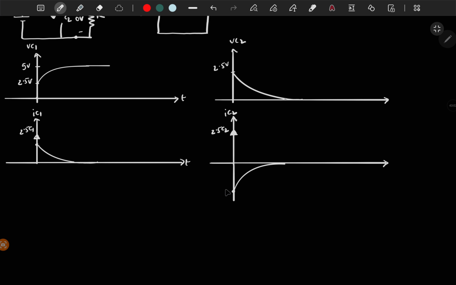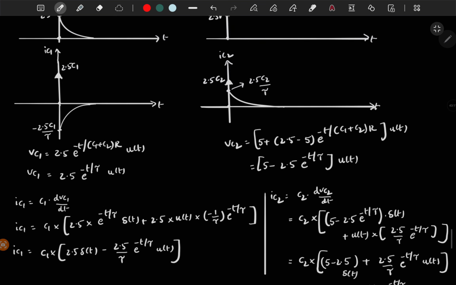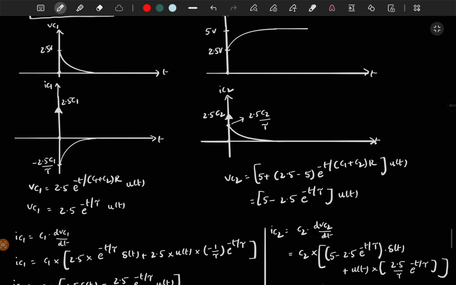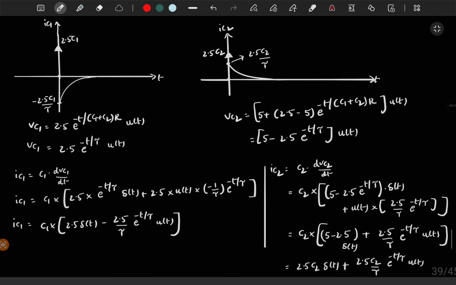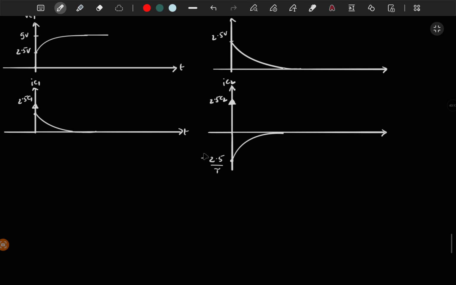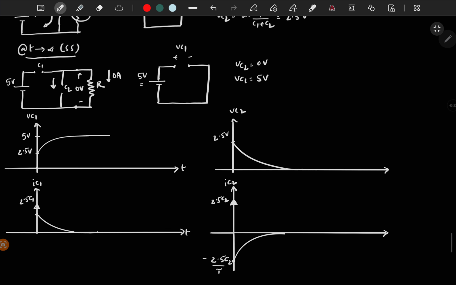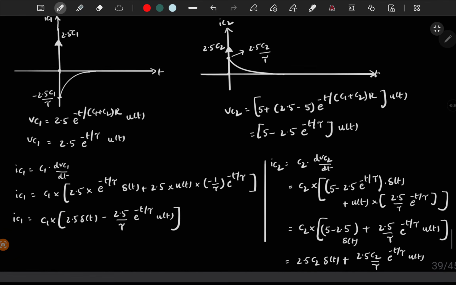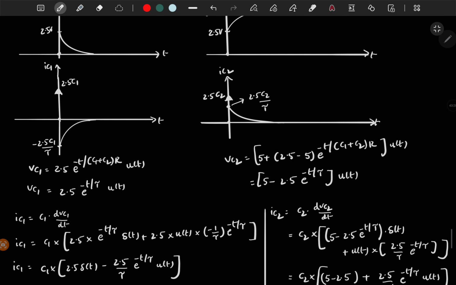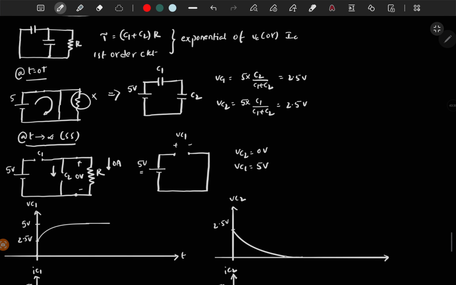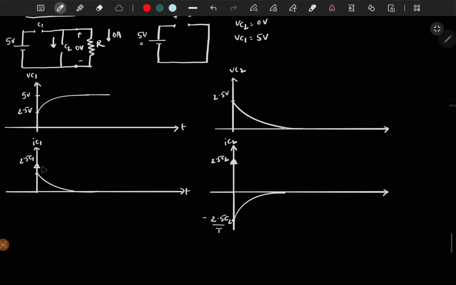So this voltage should be minus 2.5 by tau, I think. So these two are interchanged, right? So you can directly write minus 2.5 C2 by tau. And if you want, you can write the expressions and derive, and you will get the same, but C1 and C2 are interchanged. And this is 2.5 C2 by tau. So this should be 2.5 C1 by tau.